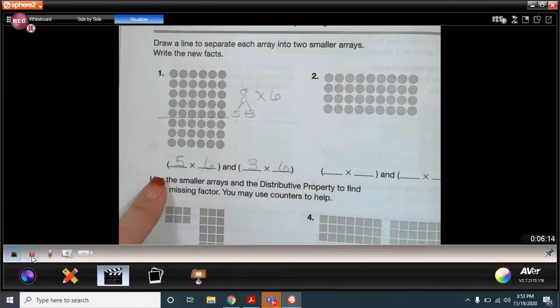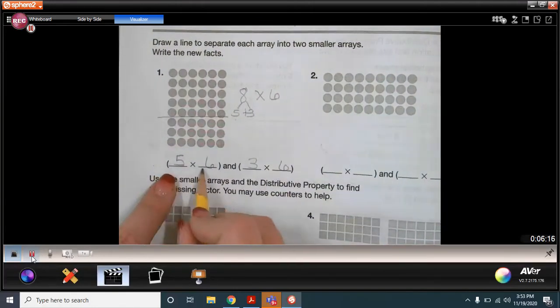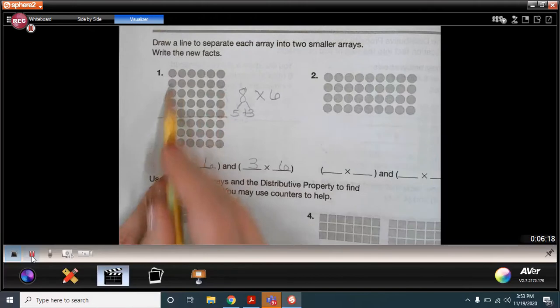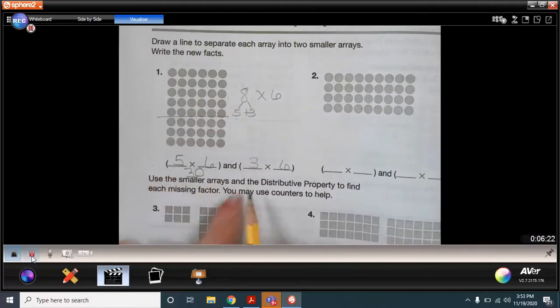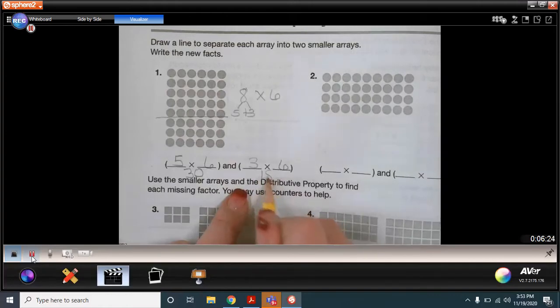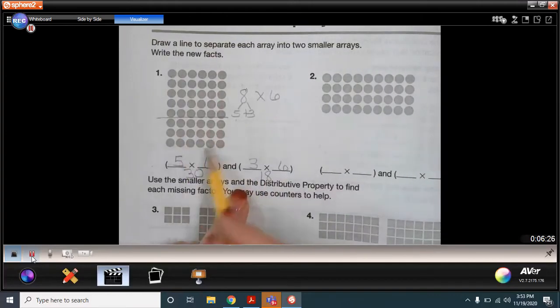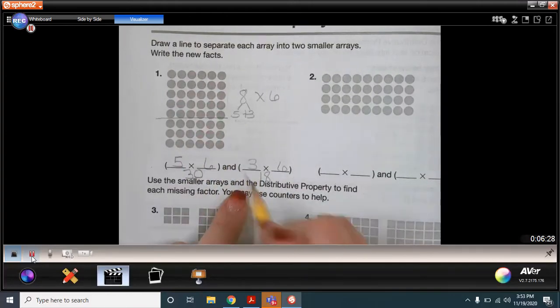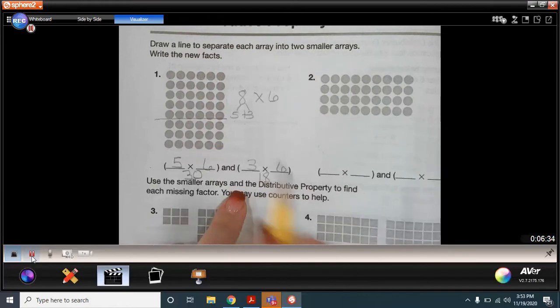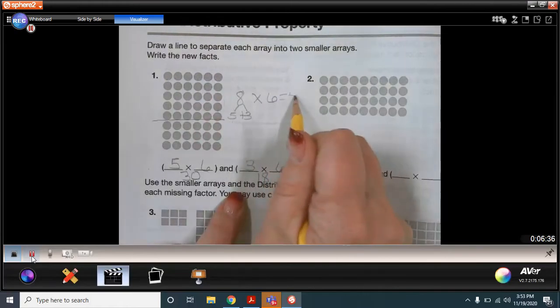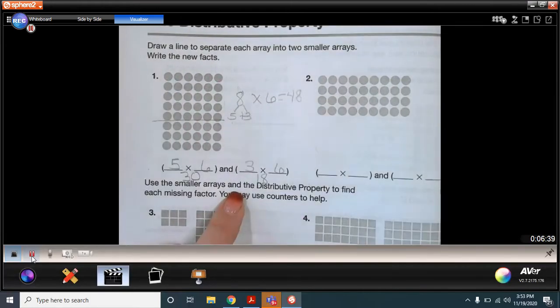Now, when I multiply 5 times 6, there are going to be 30 objects in that top part of my array, and there are going to be 18 objects down here in the bottom portion of my array. And when I add 30 and 18, 30 plus 10 is 40, and 8 more is going to make 48. So I can place that as my product.